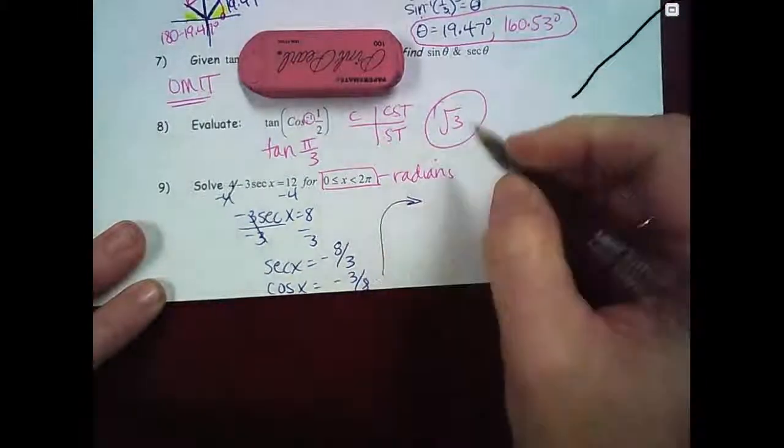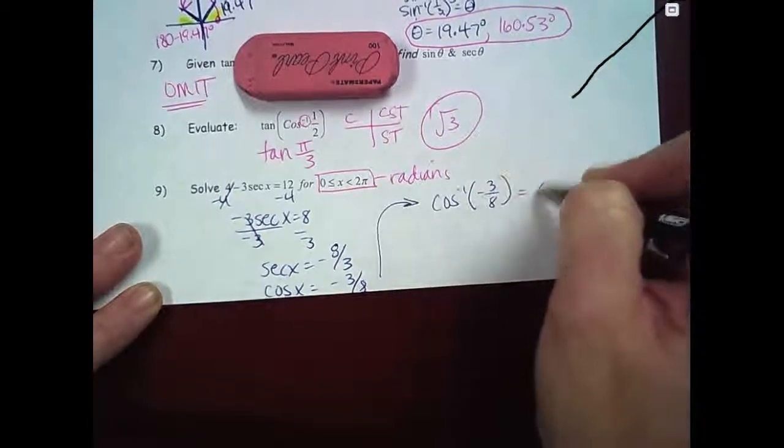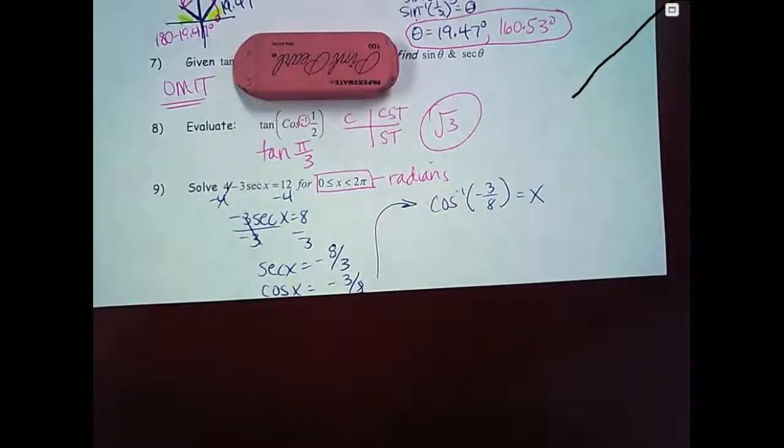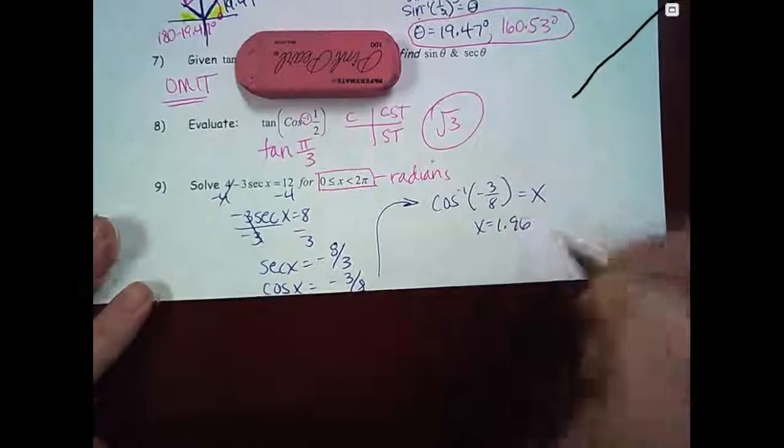I'm running out of room, so I'm going to go up here. So in my calculator, I'm going to type in this to see what I get for x. Be sure you're in radians. I got 1.96, that what you got? This is a tricky problem.